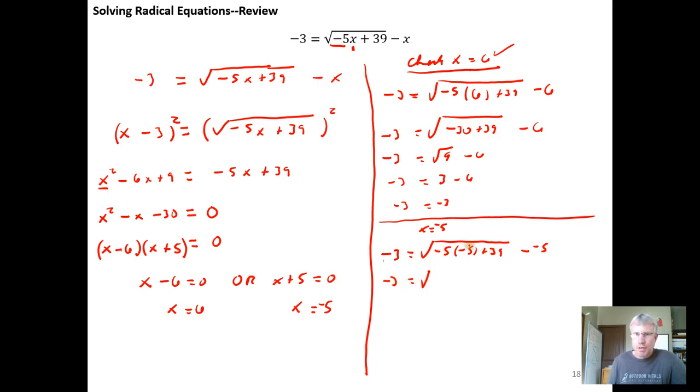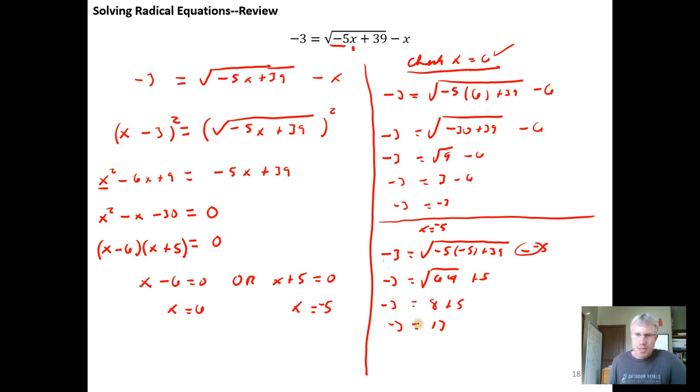We get 25 from here. Negative 5 times negative 5 is 25, plus 39 is going to be 64, and we get a double negation here, so this is plus 5, and the square root of 64 is 8. 8 times 8 is 64. We get 8 plus 5. We get negative 3 equals 13.